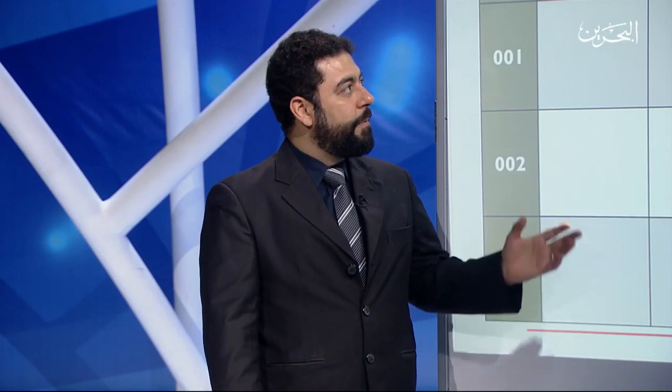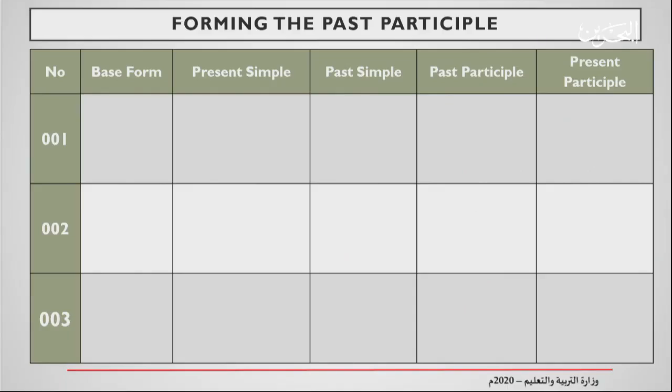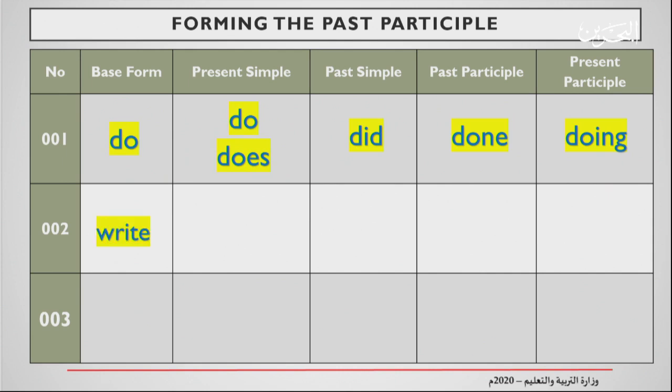All right, forming the past participle. Now, if you open a dictionary or if you go online, you will find a table similar to this. Base form, present simple, past participle, and present participle. So let's have a quick example, do. The base form of do is do. But in the present simple, you'll find do and does. Does for he, she, it. Past simple, did. Past participle is done. And the present participle is verb plus ing. Okay?